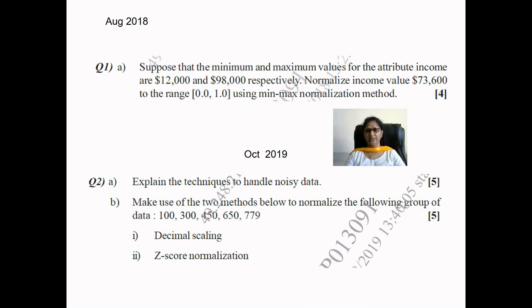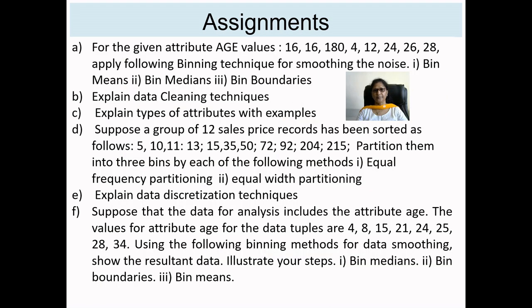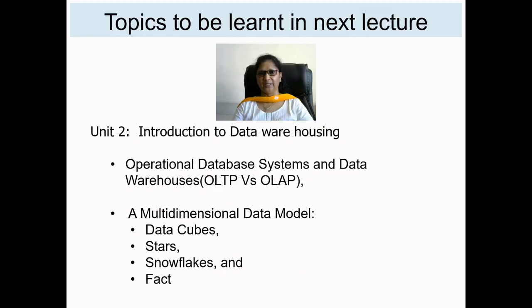These are few assignments which are to be solved. So these are some questions from your question papers of university. You are given this, we have solved this question, and this is one more example. Here you are given values 200, 300, 400, 600 and 1000, and you have to use MinMax normalization and ZScore normalization. These are some additional questions which are to be solved and submitted.